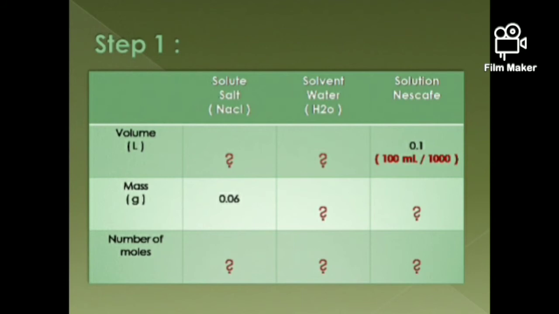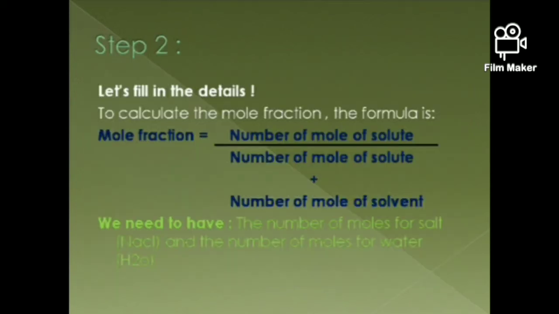Let's move on to the steps. Step 1. Build a table with the information that we have. However, we have only two pieces of information here: the volume of solution, which is 0.1 liter, and the mass of solute, which is 0.06 gram. Hence, now it's time to fill in the question marks. Moving on to step 2, where we have to find the formula. The formula is mole fraction is equal to the number of moles of solute divided by the sum of the number of moles of solute and the number of moles of solvent.